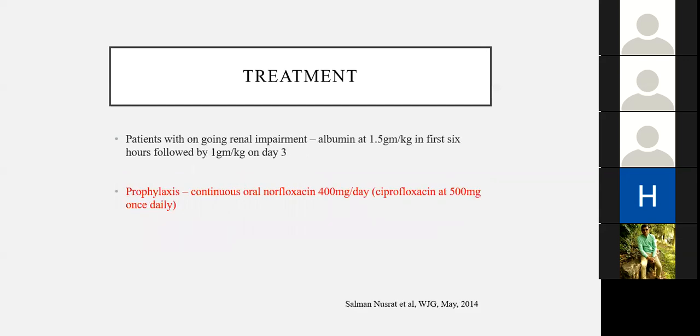It can be as efficacious as intravenous cefotaxime. In patients with ongoing renal impairment, we can add albumin at 1.5 grams per kg in the first 6 hours, followed by 1 gram per kg on day 3. And the prophylaxis of spontaneous bacterial peritonitis includes continuous oral norfloxacin 400 mg per day or ciprofloxacin 500 mg once daily.